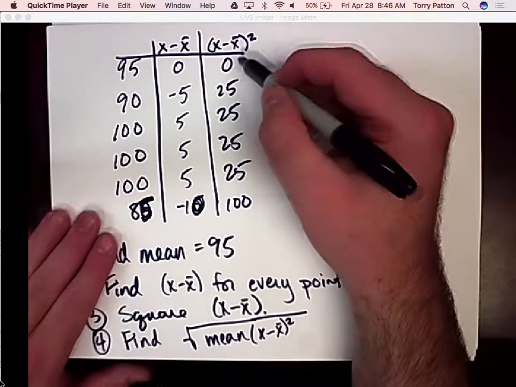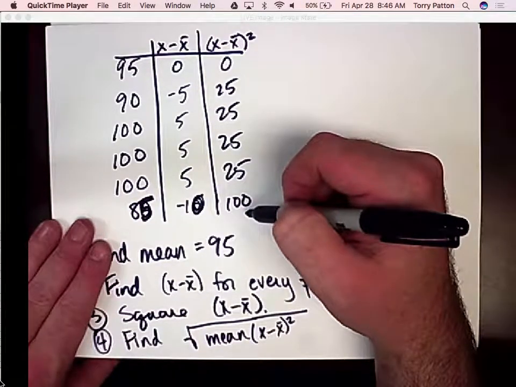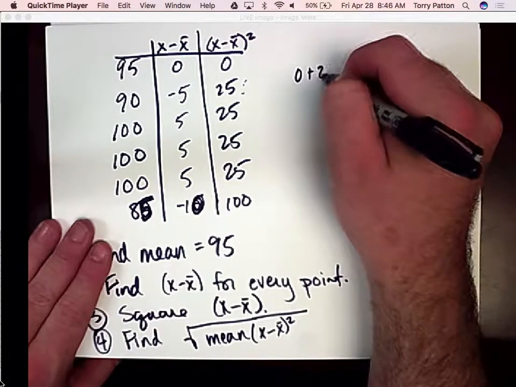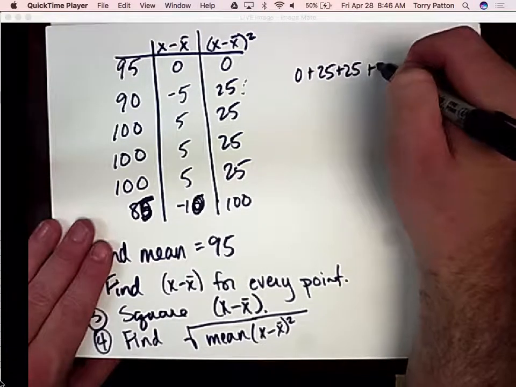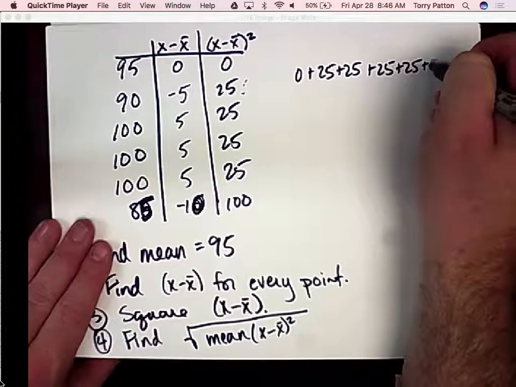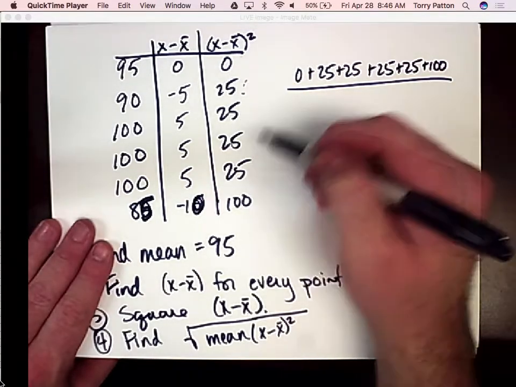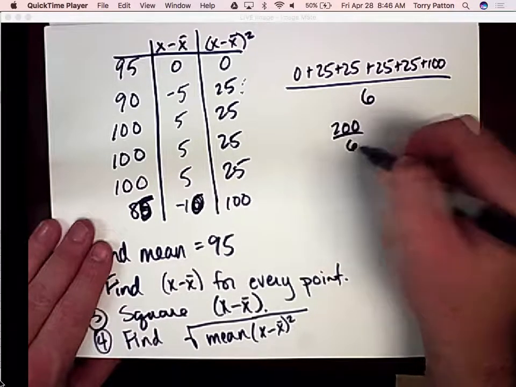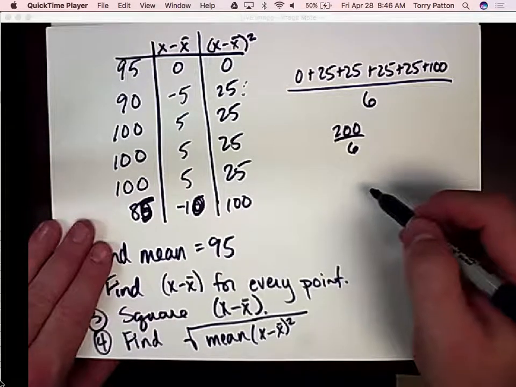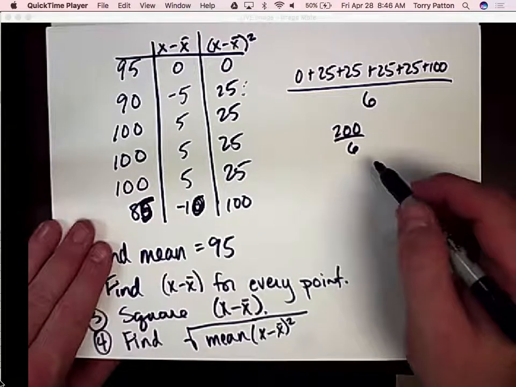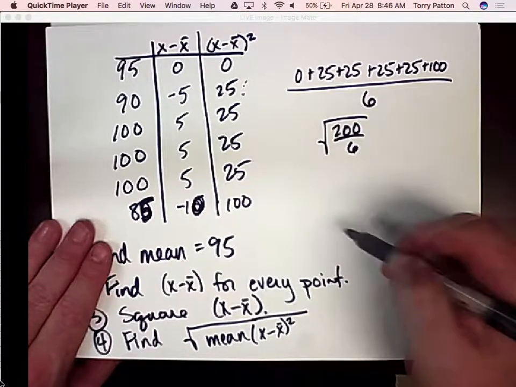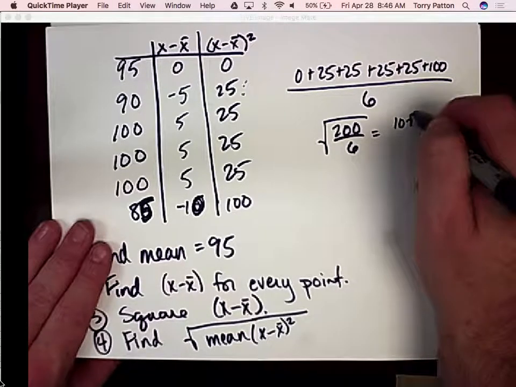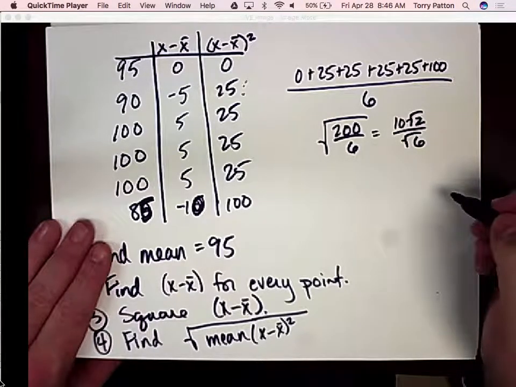Okay, so how would we find the mean of these 6 numbers? You're going to add them up and divide by 6. So that's 200 divided by 6, right? And then you take the square root of that. So that would be square root of 200, which is 10 root 2 over the square root of 6.